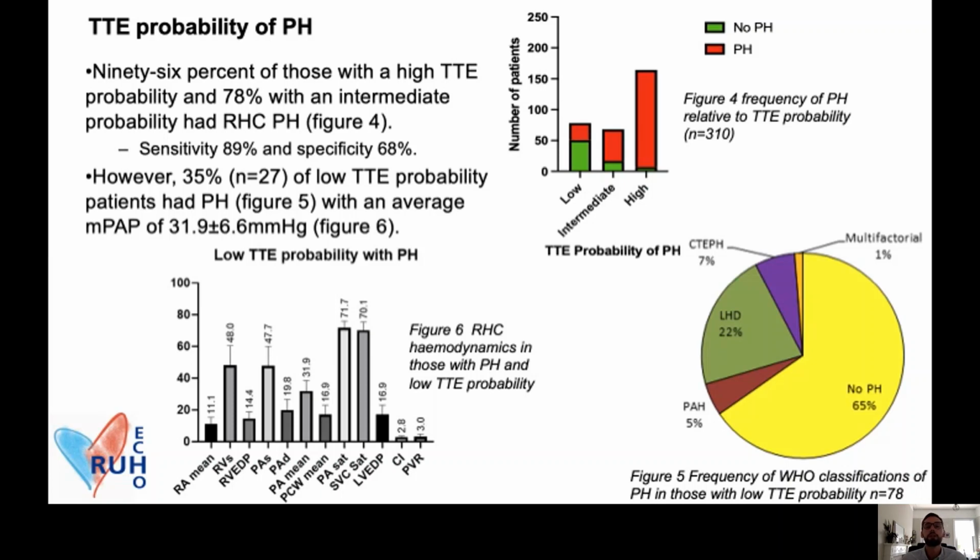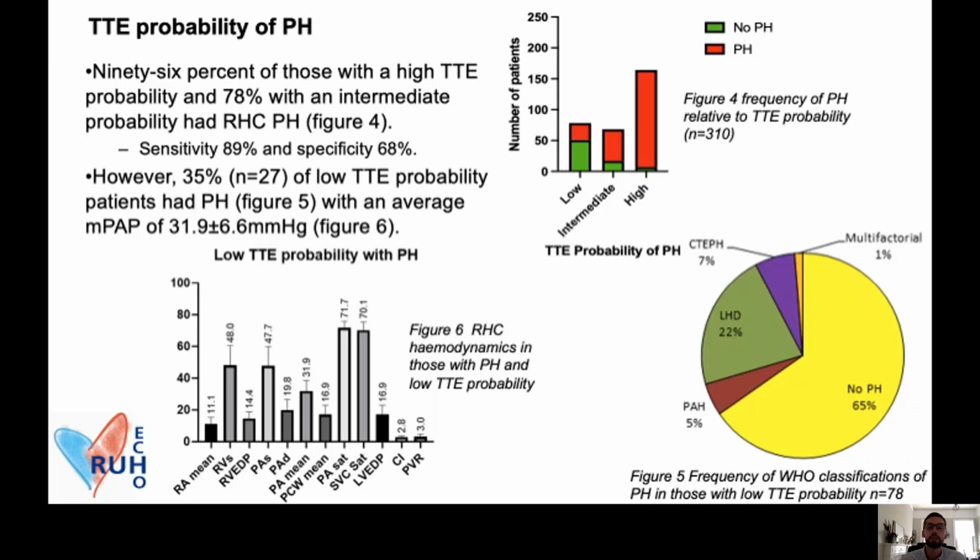However, 35% of low TTE probability patients had PH with an average mean pulmonary artery pressure of 31.9 plus minus 6.6 millimeters of mercury. PH secondary to left heart disease, CTEPH, pulmonary arterial hypertension, and multifactorial or unclear PH was observed in this group. The 4 pulmonary arterial hypertension patients all had PH secondary to connective tissue disease.